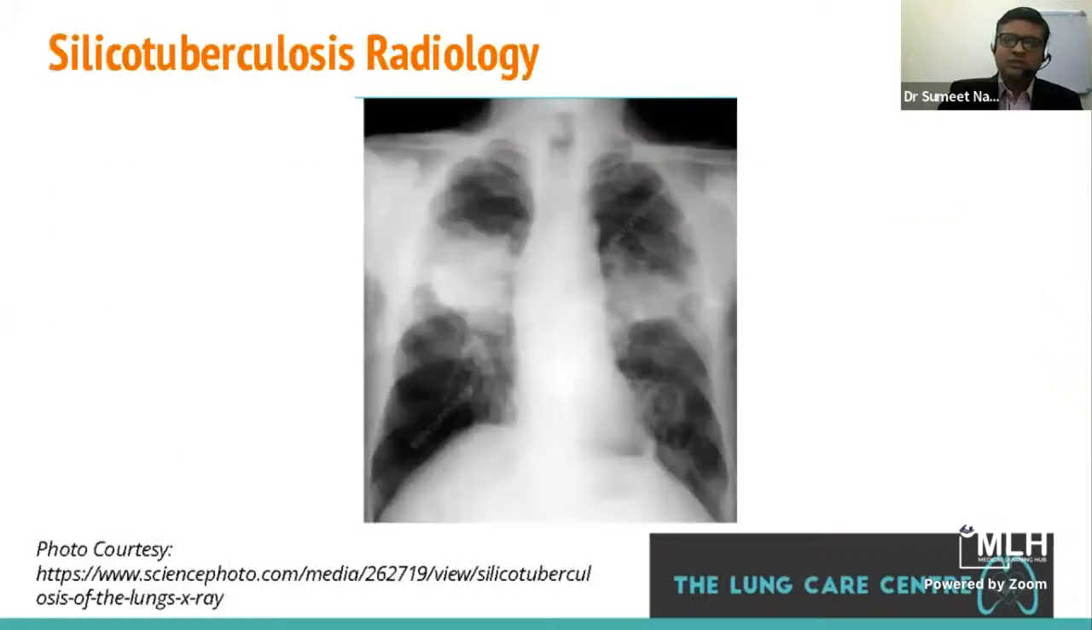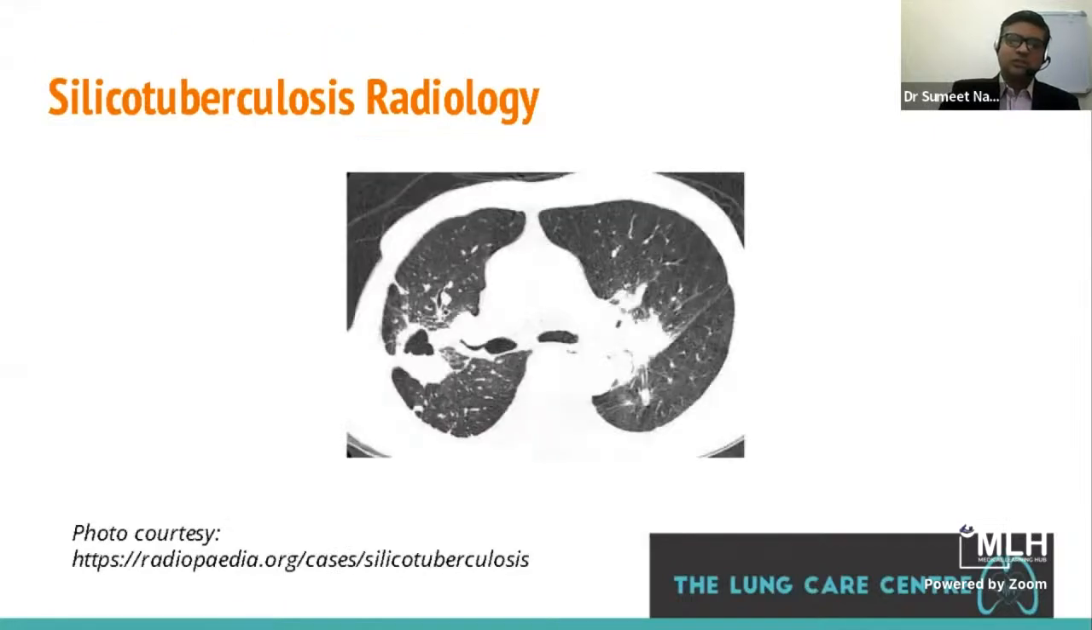I have taken this excerpt from the internet, which shows bilateral consolidations, bilateral nodules and reticulation, and a thin walled cavity in the left lower zone. This patient was exposed to silica. This is a CT scan of a case of silicotuberculosis, which is showing a consolidation with cavitation on the right side.